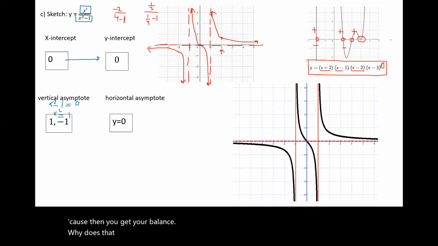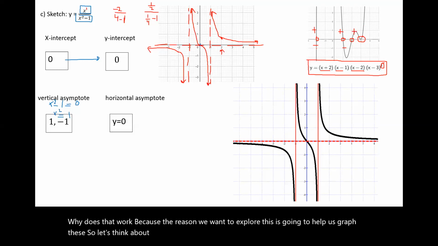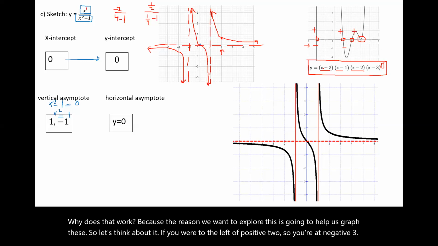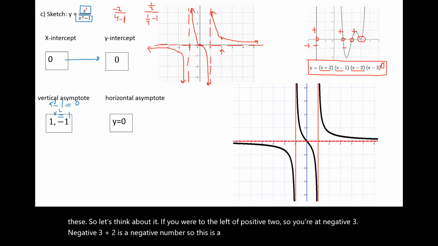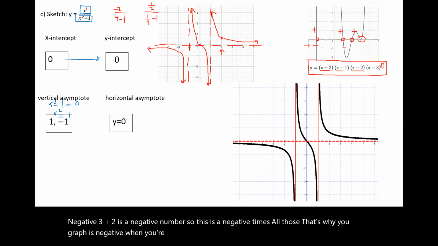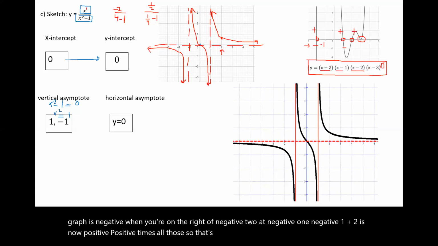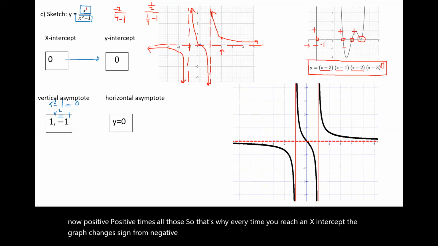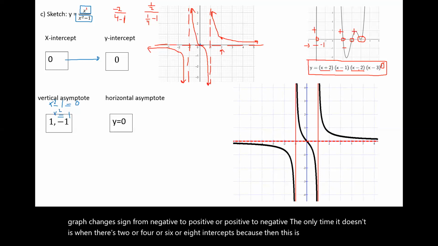Why does that work? Because the reason we want to explore this is it's going to help us graph these. So let's think about it. If you were to the left of -2, so you're at -3, -3 plus 2 is a negative number, so this is a negative times all those. That's why your graph is negative. When you're on the right of -2 at -1, -1 plus 2 is now positive, positive times all those. So that's why every time you reach an x-intercept, the graph changes sign from negative to positive or positive to negative. The only time it doesn't is when there's 2 or 4 or 6 or 8 intercepts, because then this is always positive. There's no change in sign.